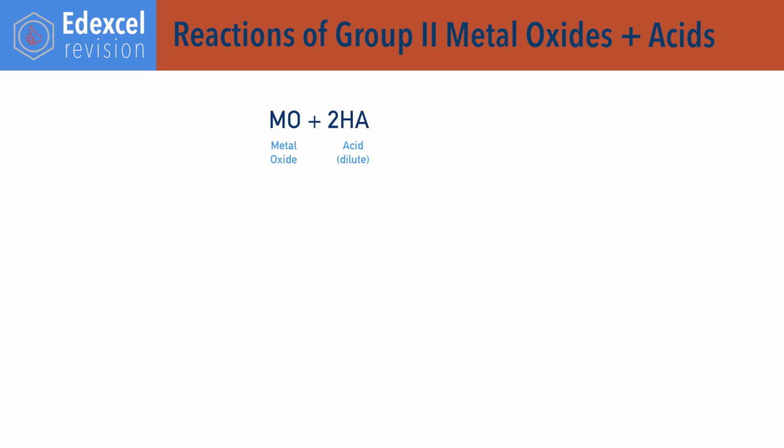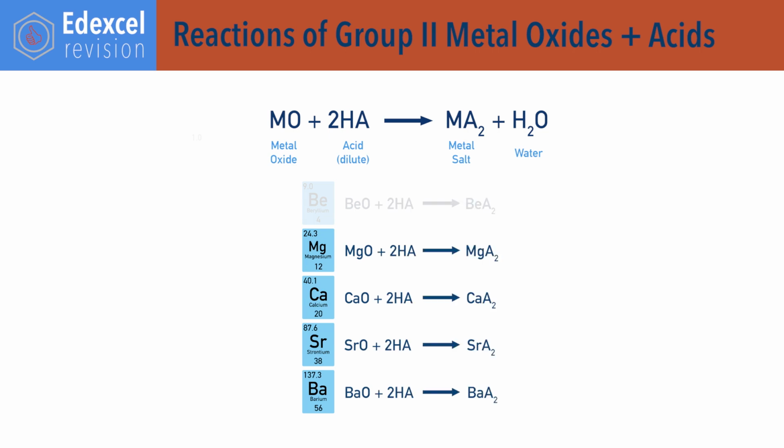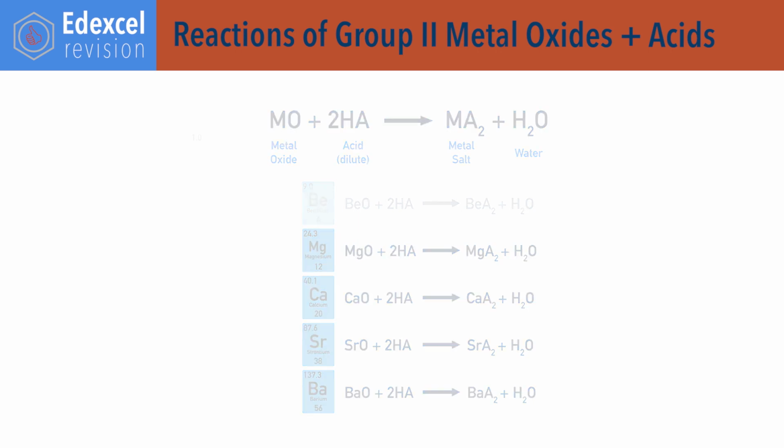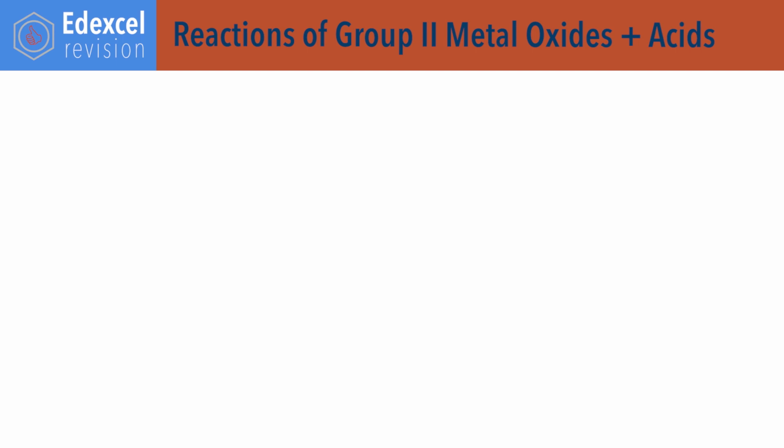Group 2 metal oxides react with dilute acids to form metal salts and water, with a general reaction of metal oxide plus acid to salt plus water. Again, the salt that gets formed depends on the dilute acid that reacts with the metal. For example, metal oxide plus dilute hydrochloric acid forms metal chloride and water.